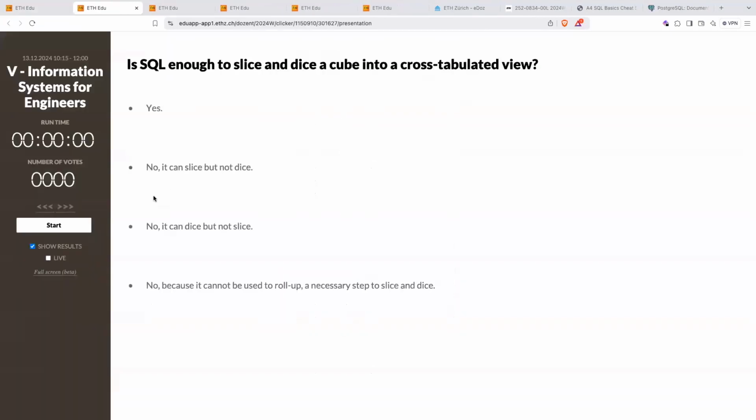Maybe, yes, this one. Is SQL capable of giving you a cross-tabulated view? So slice, dice, and so on. So yes, it can cross-tabulate, or no, it can slice, but it cannot dice, or no, it can dice, but it cannot slice, or no, because it cannot be used to roll up, which is a necessary step to slice and dice.